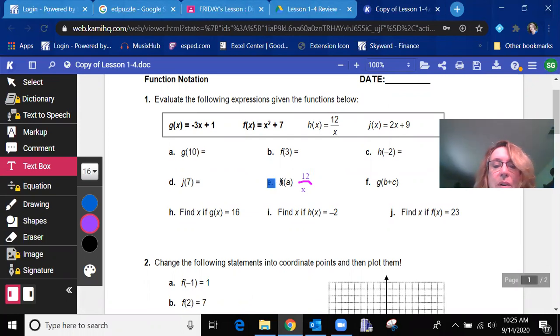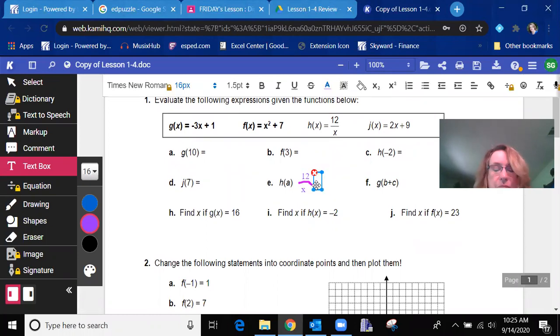Now here on number E is where they start looking different. So 12 over x is the function for h. So h is here and there's h of x. And then I'm going to go 12, and then just instead of dividing by x, I'm just going to divide by a.